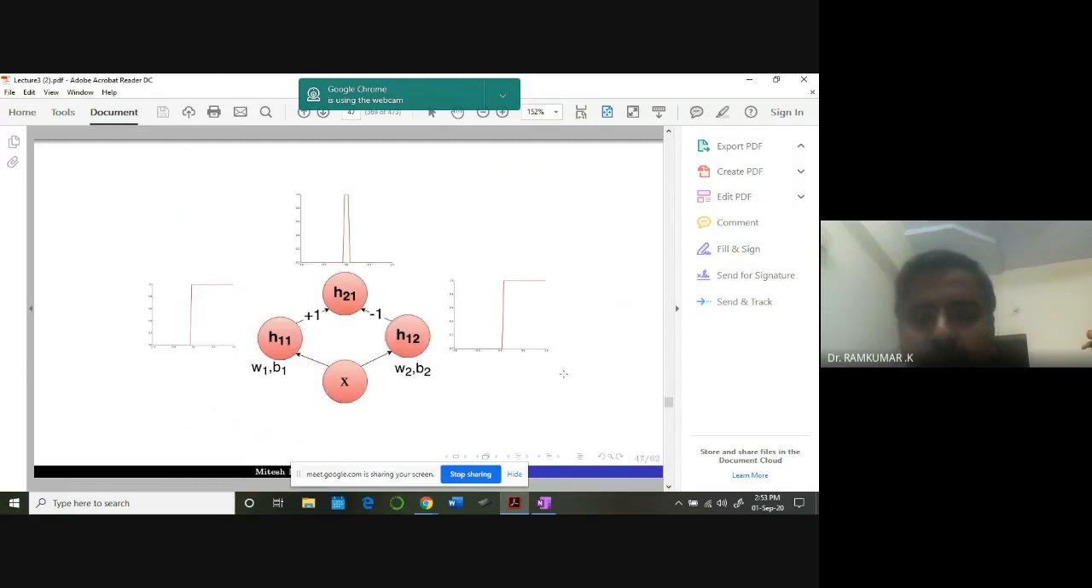Okay, take two neurons. This neuron is going to produce the output like this, and this neuron is going to produce an output like this. Look at the weight here. This is minus, this is plus. So naturally, I am adding these two functions, and I'll be getting a tower like this, a pulse like this.